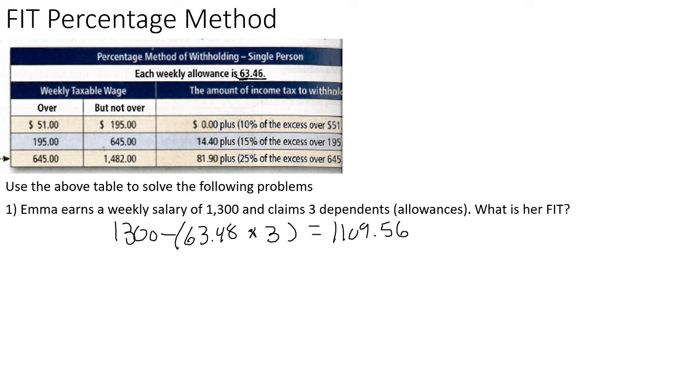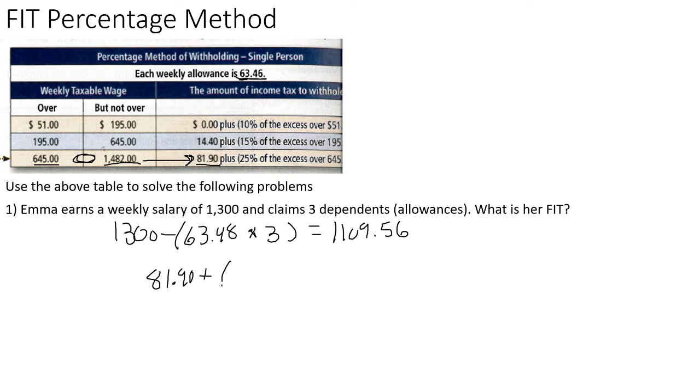Now, using the percentage method, we're going to figure out which category she falls under. In this case, she falls in this category right here. She's over $645, but under $1,482. So if you're within this range in the table, you go over to this column, and this is going to tell you what to do. The amount she's going to pay is $81.90. She's definitely going to pay that, plus an additional 25% of the excess over 645.